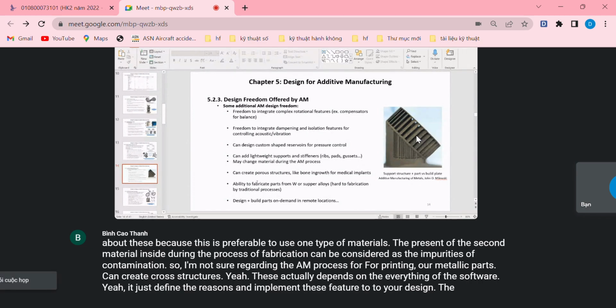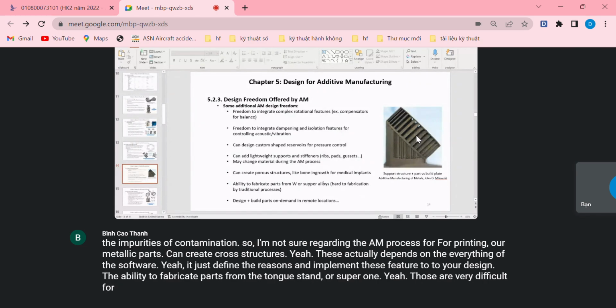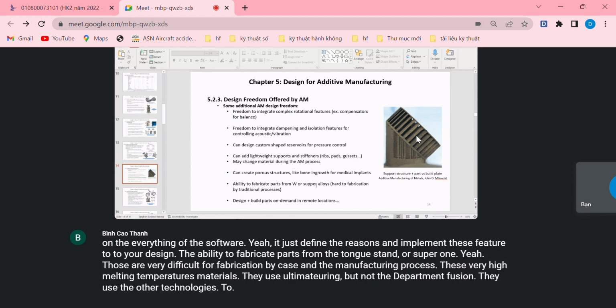The ability to fabricate parts from tungsten or superalloy, which are very difficult for fabrication by conventional manufacturing processes, these very high melting temperature materials. So they use additive manufacturing, but not the polymer fusion. They use other technologies to combine the material together.